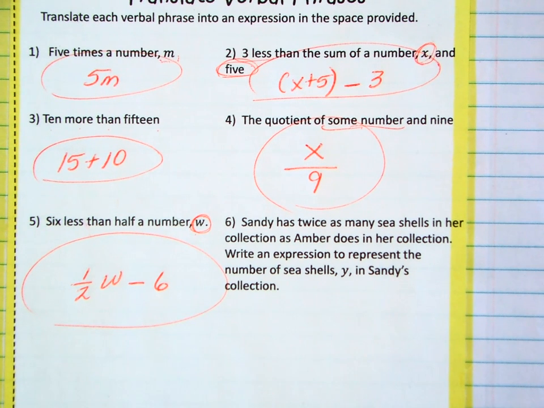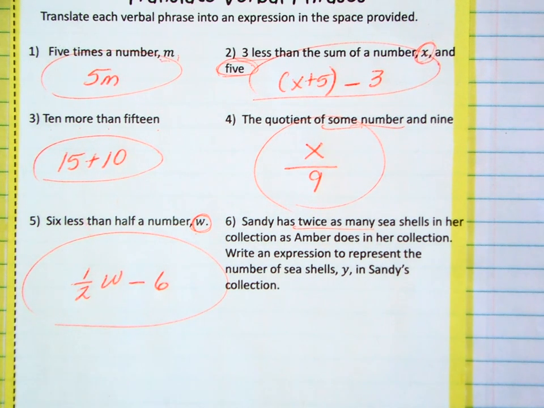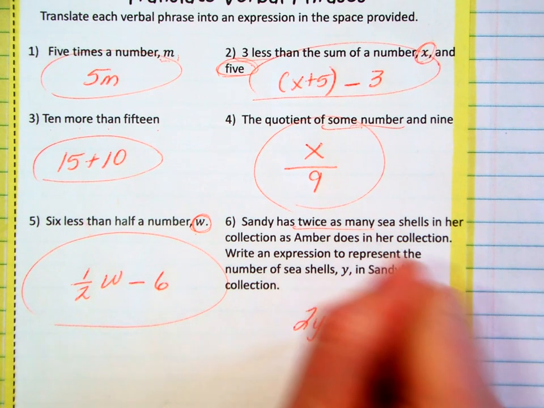Sandy has twice as many seashells in her collection as Amber does in her collection. Twice as many. I'm hearing multiplication. Write an expression to represent the number of seashells, Y, in Sandy's collection. Sandy has twice as many. Write an expression to represent the number of seashells in Sandy's collection. 2Y. That's what I'm coming up with.